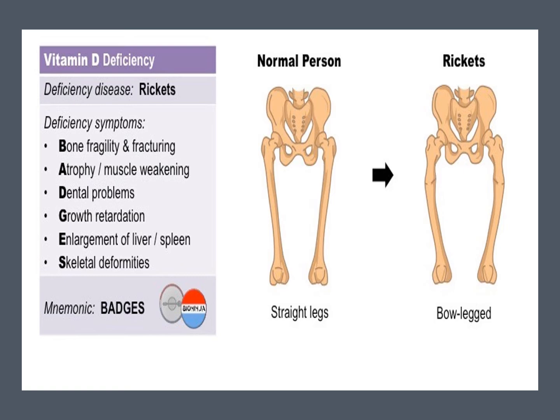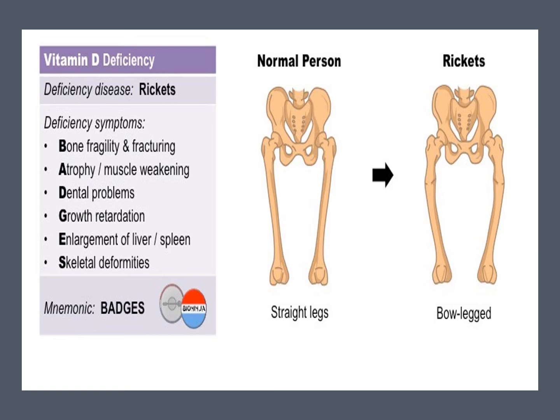Atrophy and muscle weakening. Well, we know that vitamin D is responsible for absorbing calcium from the gut. Calcium is needed for proper muscle function. So if we don't have vitamin D, we'll have improper muscle development because of that. Dental problems, well, you need calcium for proper dental growth. And again, without vitamin D, you're not getting proper absorption of calcium. Growth retardation will come again from inadequate calcium to grow the bones.